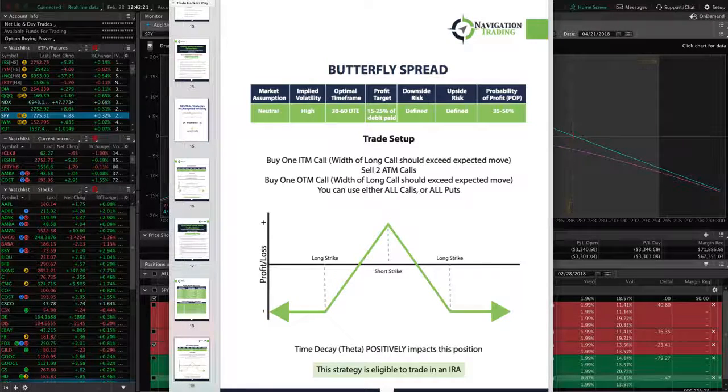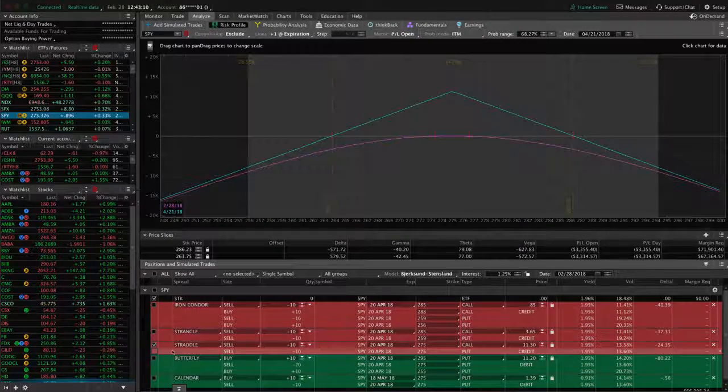Now, to enter a butterfly, you are buying one in the money call. The width of the long call should exceed the expected move. We're going to sell 2 of those. And then buy one out of the money call. The width of the long call should exceed the expected move. And you can use all calls or all puts. The other thing is, as before, time decay positively impacts this position. The other thing about a butterfly is this strategy is eligible to trade in an IRA. So you can trade a butterfly in a margin account or in an IRA. Let's go back to the platform and hopefully I can make that all make sense.